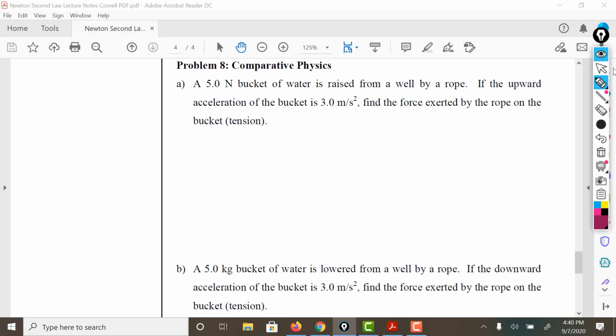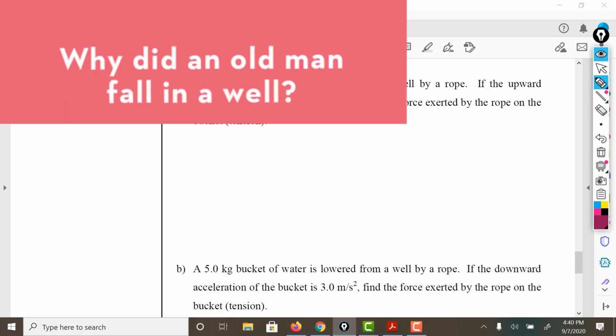We have a 5-Newton bucket of water. Now notice this time we're not telling you if it's mass or weight or a force, but the way it's being used, you gotta know some English. This is being used as an adjective. So a 5 Newton is describing the bucket, and so this is referring to its weight. So this is the weight, and also its weight because of the unit, which is a Newton.